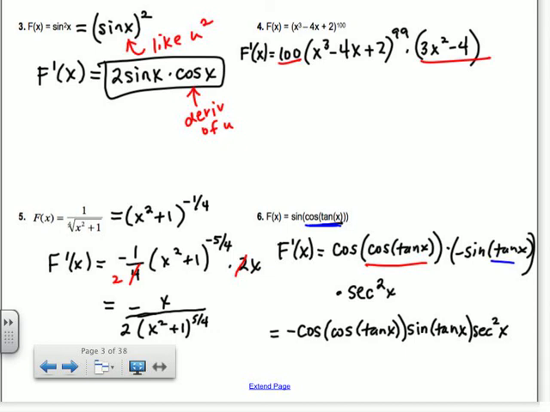How did I get negative? Just this negative that was here, I just pulled to the front. Just because you wouldn't write x squared times negative 5. You wouldn't leave it like that, right? You'd write negative 5x squared. So just move it around.